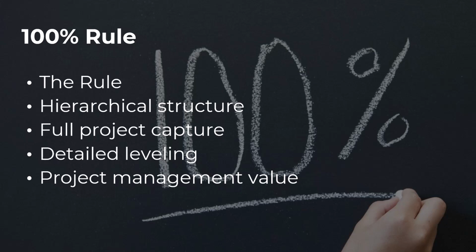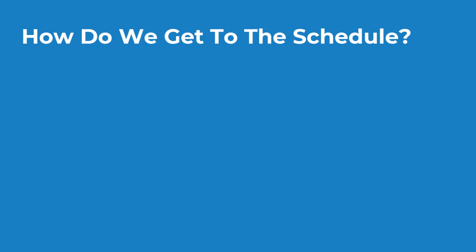And then lastly, applying the 100% rule helps us in precisely defining and accounting for project costs. It ensures that the project's financial plan is complete and transparent, which is crucial for managing large budgets and forecasting future project cost. And that's really it for the work breakdown structure.